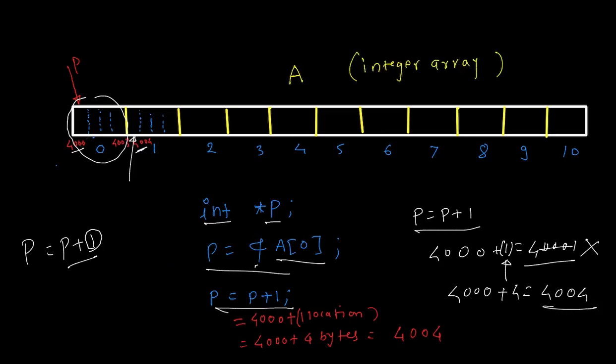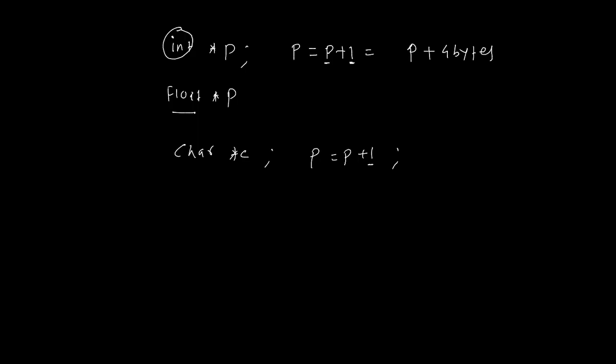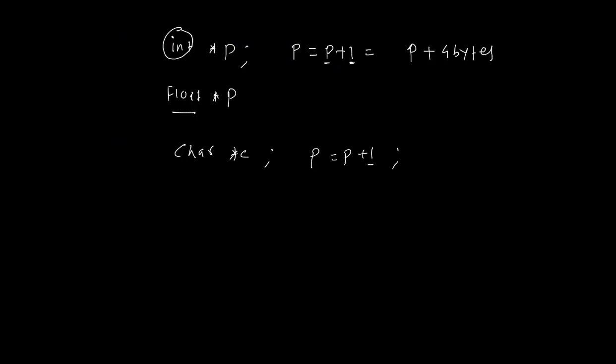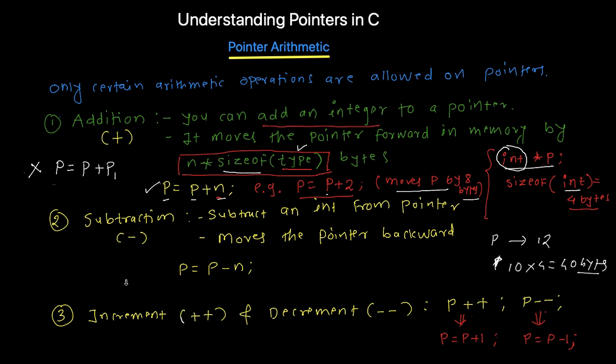So now let's see what other operations we can perform on pointers. That is the addition operation. You can add an integer to a pointer. Adding an integer to a pointer will move the pointer forward in memory by this much. You should remember this formula: n into size of type. This is the type of the pointer.